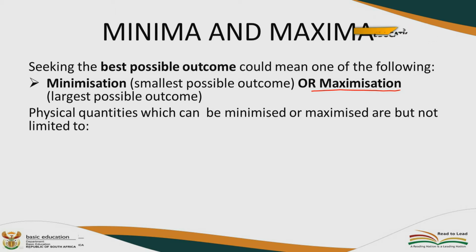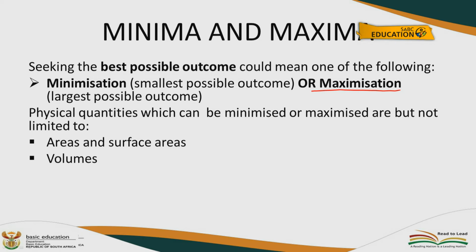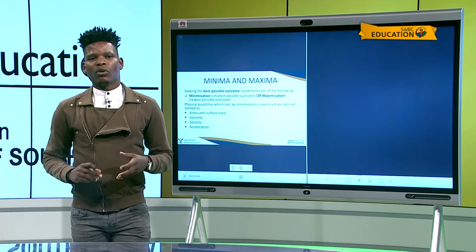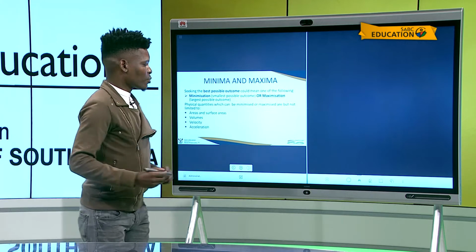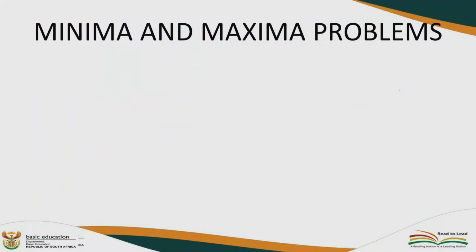Now, physical quantities which can be minimized or maximized are but not limited to the following. You can minimize or maximize areas and surface areas, volumes, velocity, acceleration. You can also minimize or maximize length. You can also be asked to minimize or maximize distance. Now, let us look at minima and maxima problems.